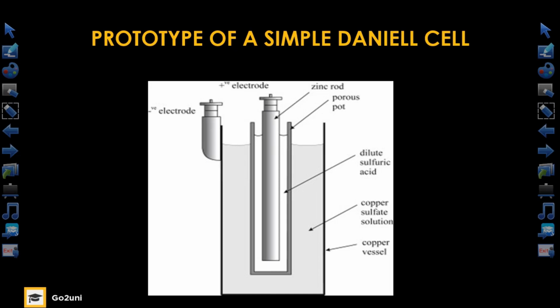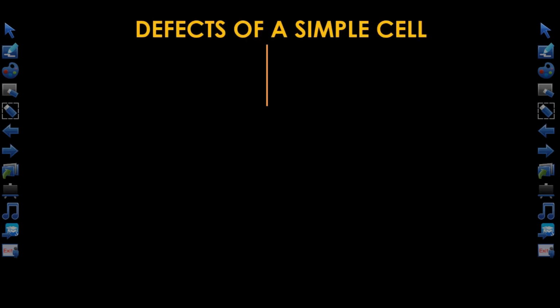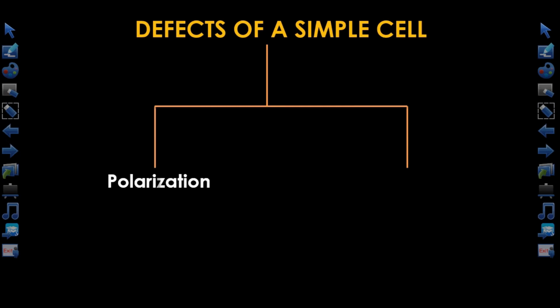Now, having seen these two types of primary cells, we shall be looking at the defects of primary cells. Primary cells have two main defects. They are polarization and local action.